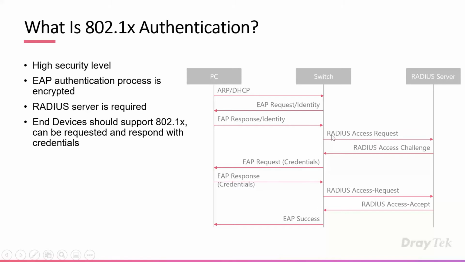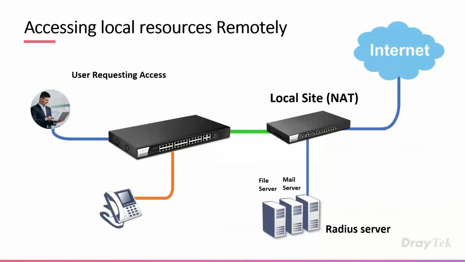directed traffic to the RADIUS server. The RADIUS server is going to challenge by asking for a username and a password. The switch relays that back to the client. The client responds with its own credentials. The switch sends that to the RADIUS server. If the RADIUS server accepts the credentials, it's going to send an Extensible Authentication Protocol success message, at which moment the PC is able to access local resources and beyond that.